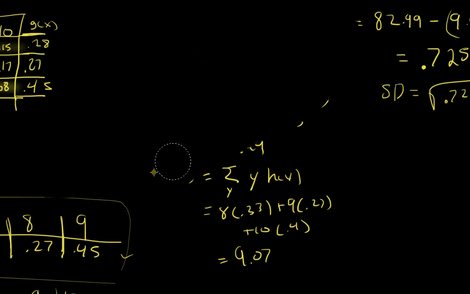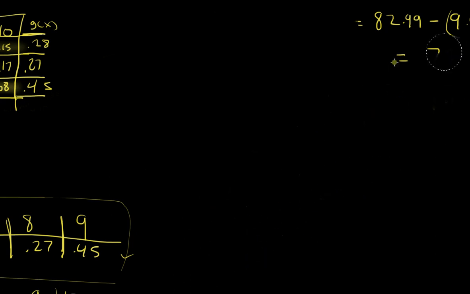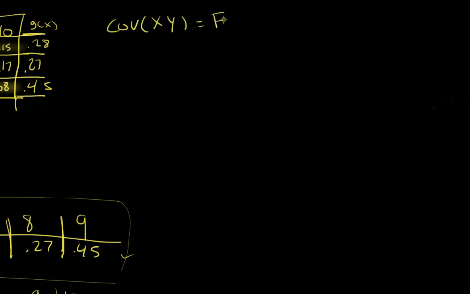So, covariance. You need to know the formula for covariance. Oops, let me go ahead and write it down. So, covariance of x and y is the expected value of x times y minus the expected value of x times the expected value of y.